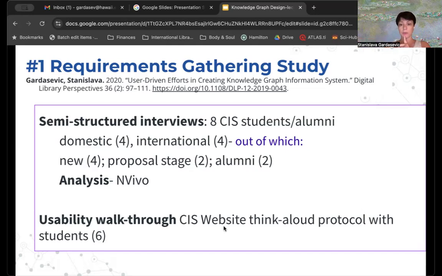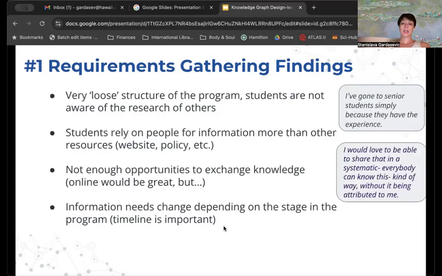And only students of the program were asked to do the Think Aloud protocol usability study of the CIS website, where I gave them some tasks so they commented out loud as they were looking for faculty they could collaborate with, information courses, and so on. So the finding of this study is that this program is very loose.